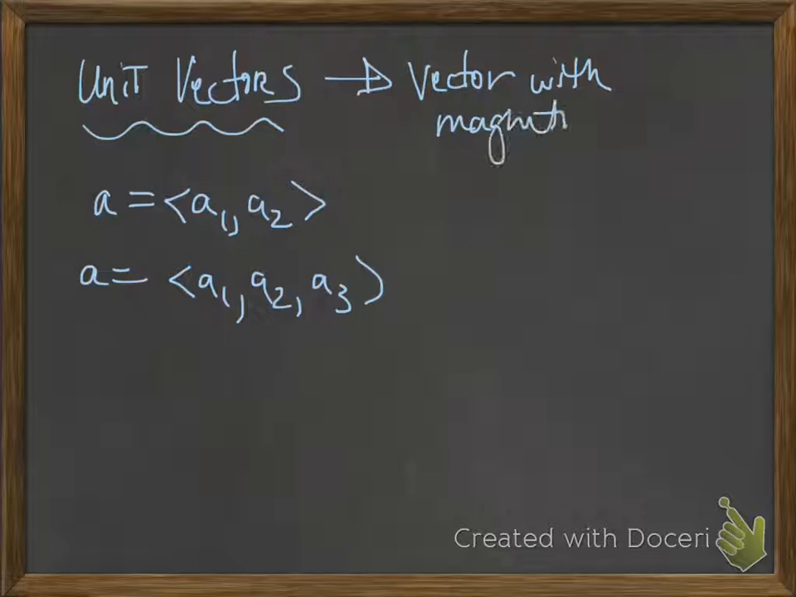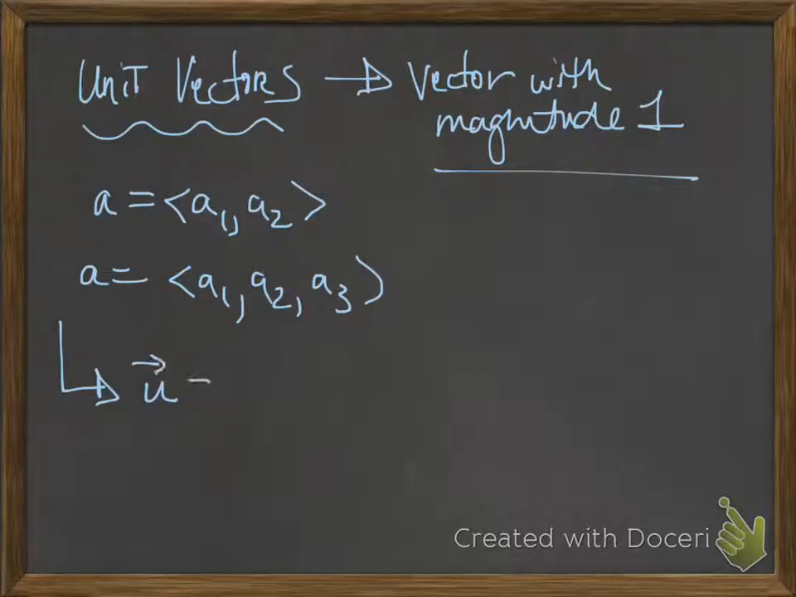Okay? So it doesn't matter what direction it's in, as long as it has magnitude 1, it is called a unit vector. So if A isn't already a unit vector, we can get a unit vector in the same direction as A by taking A and dividing by its magnitude. So our scalar factor is going to be 1 over the magnitude of A. And that's easily verified that the magnitude of this new vector is indeed 1, which makes it a unit vector.